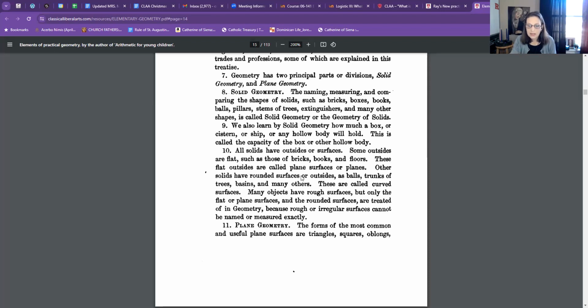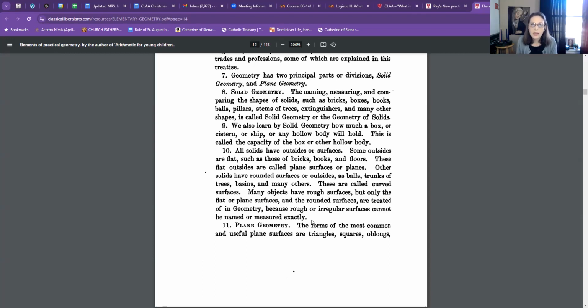So you see, solids have either flat surfaces, plane surfaces, or they have round surfaces like a ball or like a tree trunk or like a sink. Think about a sink, how it goes down like this, okay? These are called curved surfaces. Many objects have rough surfaces, but only the flat or plane surfaces and the rounded surfaces are treated of in geometry because rough or irregular surfaces cannot be named or measured exactly.